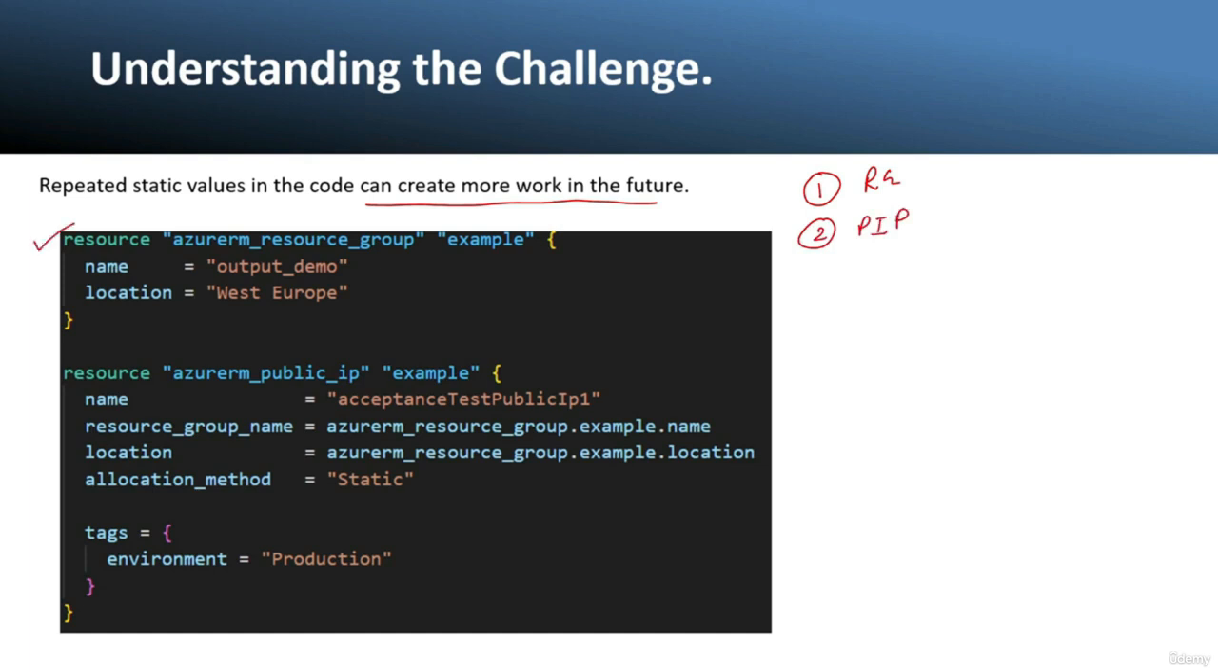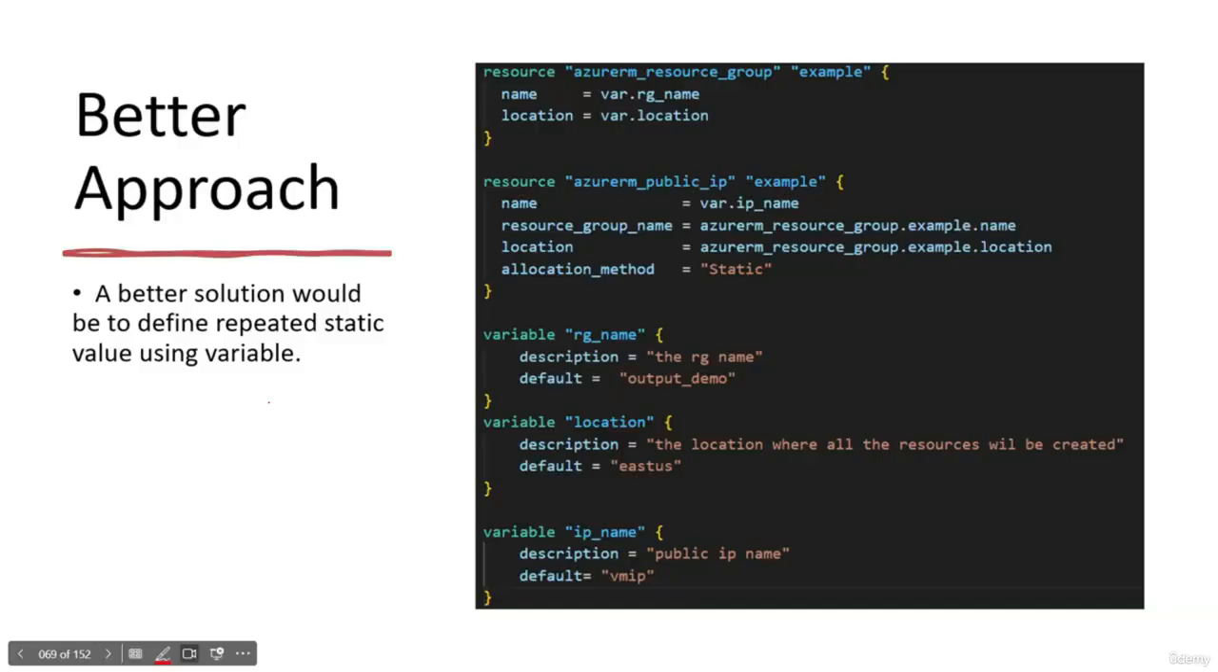If you see here, in terms of name, we have hard coded the value. In terms of location, we have still hard coded the value. The name of the public IP is hard coded, and the tags too. So the better solution would be to define repeated static values using variables. So what is the meaning of variable? If you see here in this code, we have implemented the same thing. The first one is our resource group, and one is the public IP. But we have not done any kind of hard coding here. In terms of name, we have used a variable.